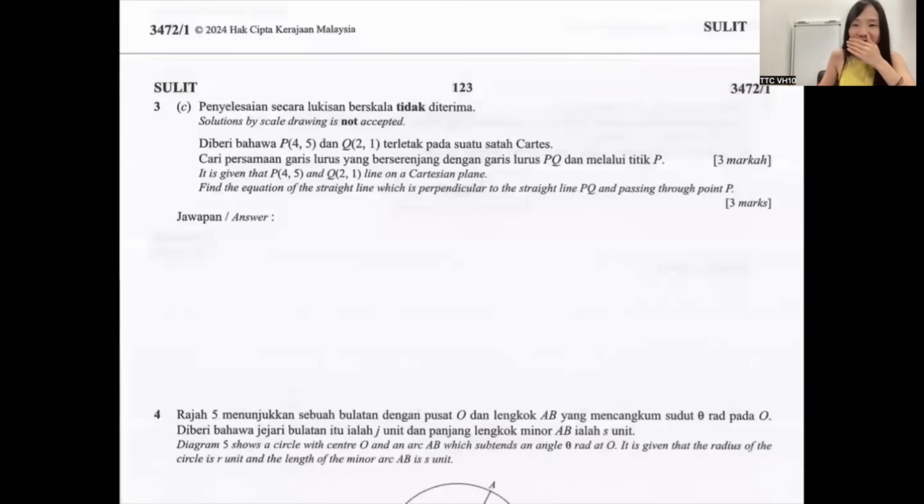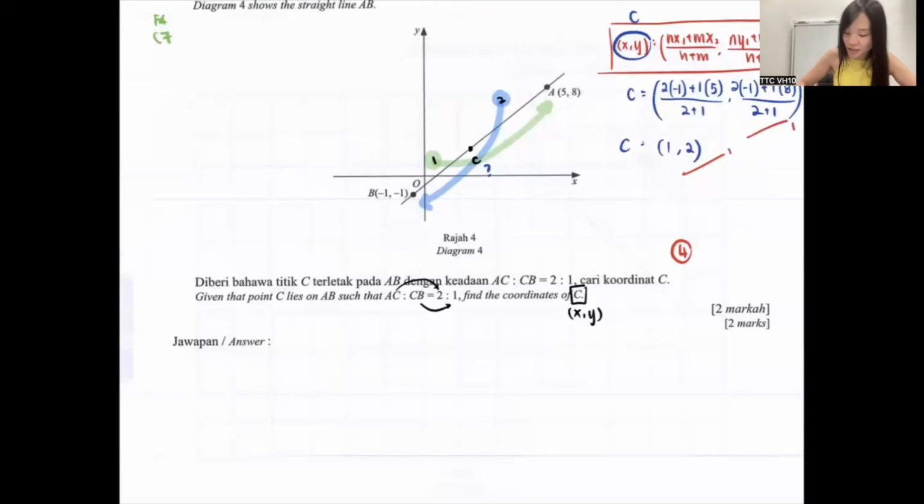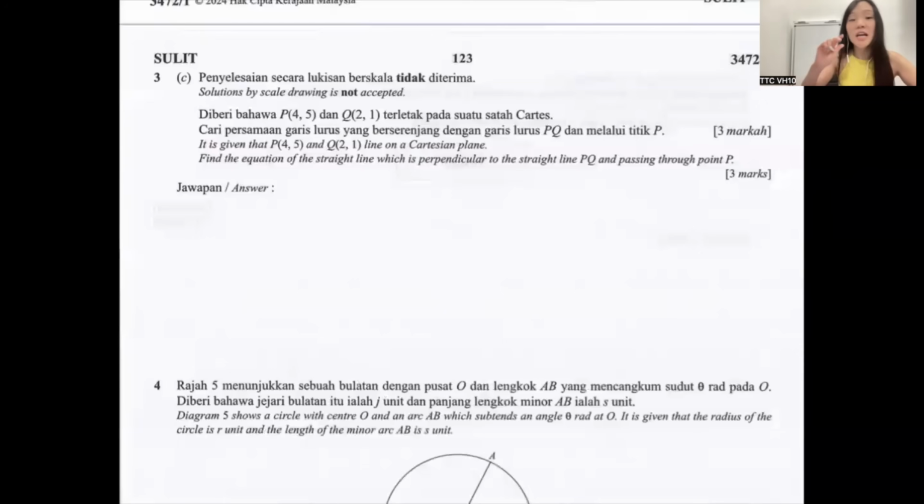3. They still got C. Oh my dear. That is not 4 marks. Still got A, B, C. I didn't realize that. So C, they say what? Solution by scale drawing is not accepted. Okay, that means it's not accurate. No need to draw or whatever.